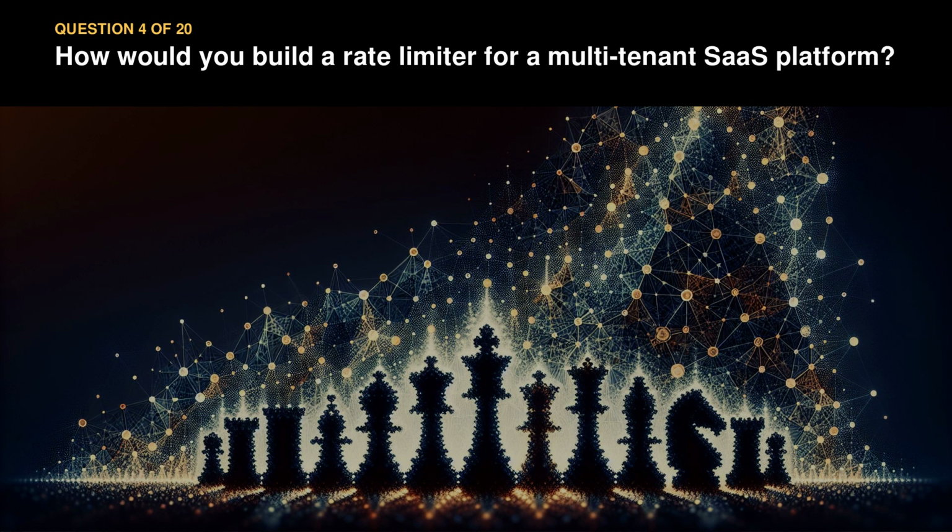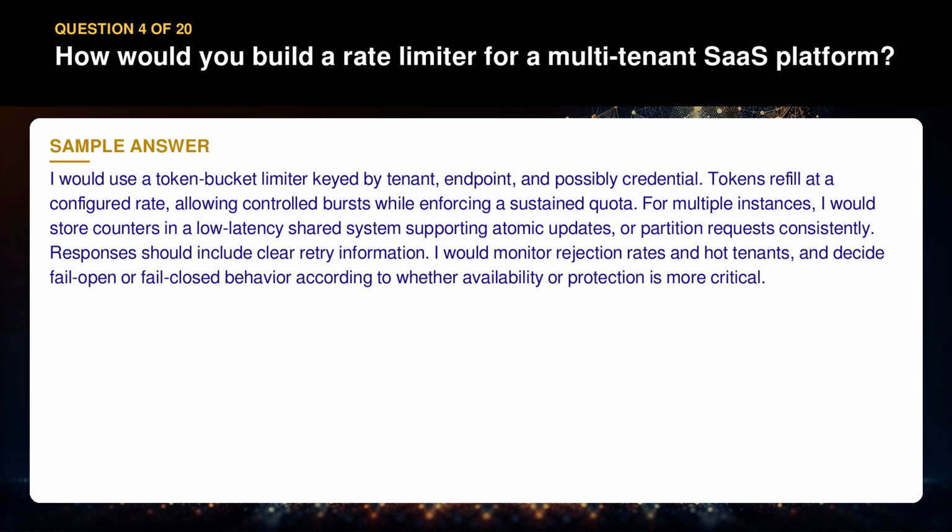Question 4. How would you build a rate limiter for a multi-tenant SaaS platform? I would use a token bucket limiter keyed by tenant, endpoint, and possibly credential. Tokens refill at a configured rate, allowing controlled bursts while enforcing a sustained quota. For multiple instances, I would store counters in a low-latency shared system supporting atomic updates, or partition requests consistently. Responses should include clear retry information.